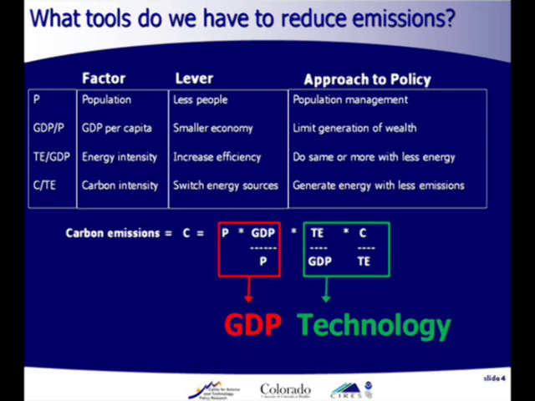And I'm going to simplify things. If we just combine population and per capita wealth, that's just GDP. That's economic activity. And if we combine carbon intensity and energy intensity, that's carbon emissions per unit of GDP. And I'm going to call that technology. That's the use of technology and also the tools of technology together. These are the only 2 tools in the toolbox that we have. I'm going to make things even more simple.